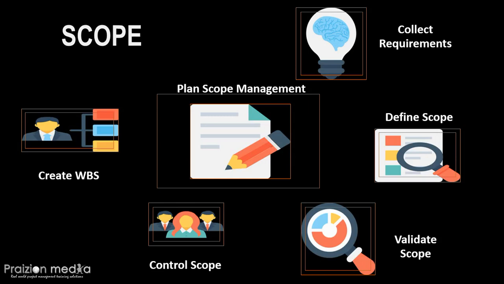Now, the major output of Create WBS is the scope baseline. This scope baseline will ultimately become part of your project management plan, and that will become an input to both validate scope and control scope. And that concludes our review of the scope management knowledge area.